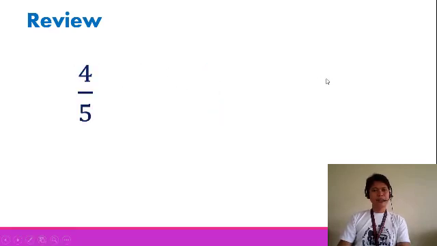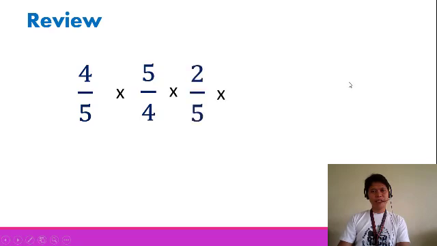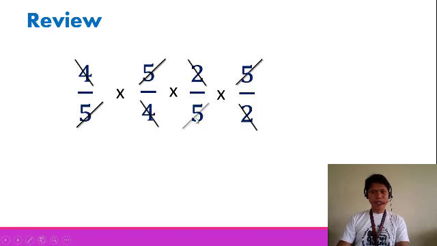Let's continue. 4/5 times 5 over 4 times 2/5 times 5 over 2. Go. Okay, so cancel out the 4s, cancel out the 5s. We have another 2s and 5s. So the remaining are all 1. So 1 times 1 is just equal to 1. Okay, so the answer is 1. Very good.